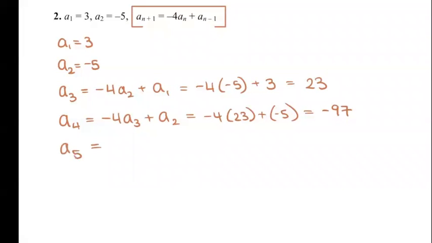All right, let's go a sub 5. Let me call on somebody. Help me with this one. Let's go to Michael. All right, Michael, a sub 5. What do you think? So it's going to be -4 a sub 4 plus a sub 3. Good. Equals -4 times -97 plus 23. Perfect.